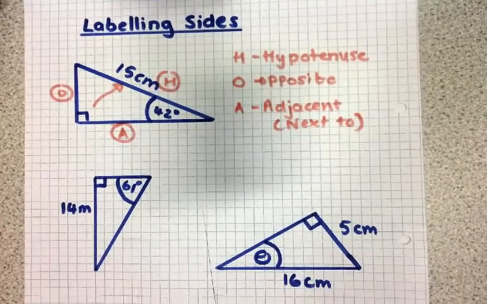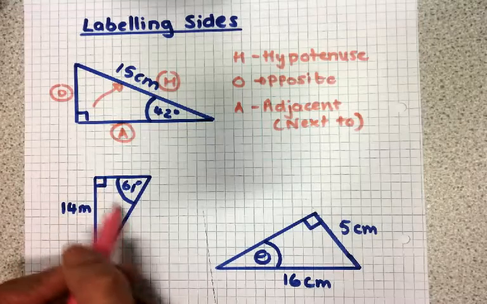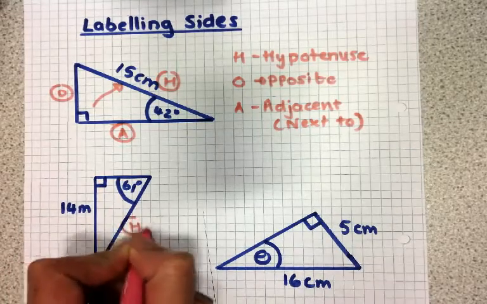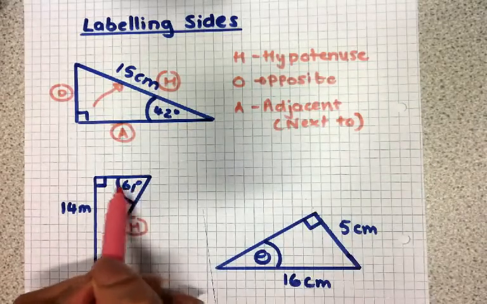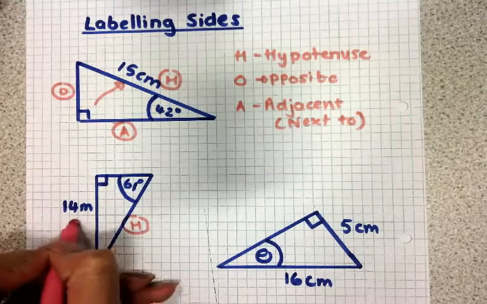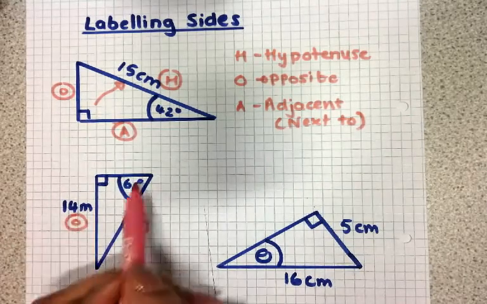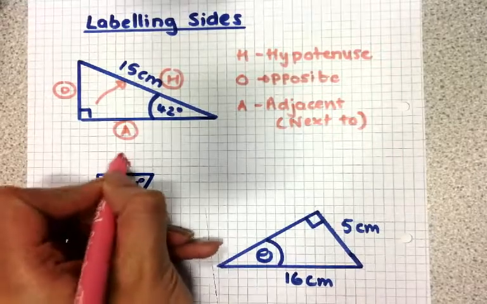So let's have a look at the next example. I know the one opposite the right angle is the hypotenuse, H for hypotenuse. Next is opposite. So I'm looking at this 61. Which length is opposite the 61? It's the 14 meters. And the other one is next to the 61, so that's adjacent.